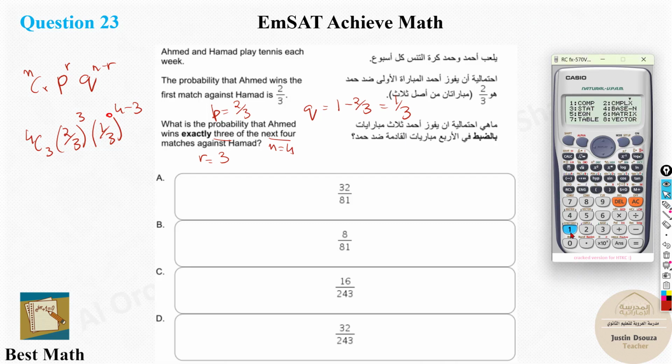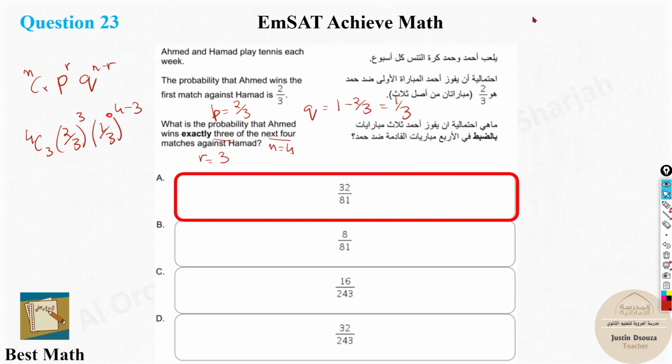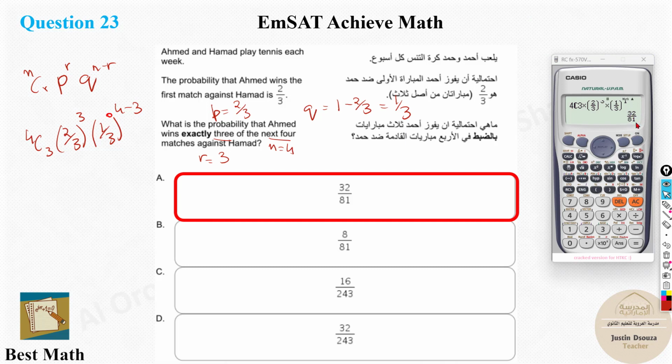If you're wondering how to put in the combination, you can just type 4. C is over here, shift and this symbol, division. This is the C. r is 3. Multiply it with 2/3: open the bracket, 2 divided by 3, close the bracket and take it to the power of 3. And multiply that with the last part, 1 by 3 to the power 4 minus 3, which is 1, so I'll directly write 1. The answer is 32 by 81. That's how you solve it.